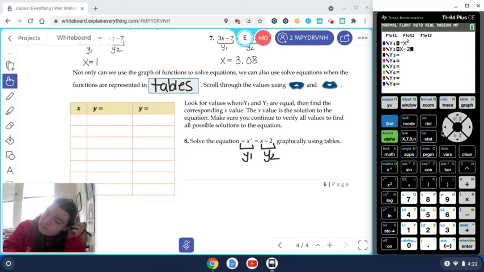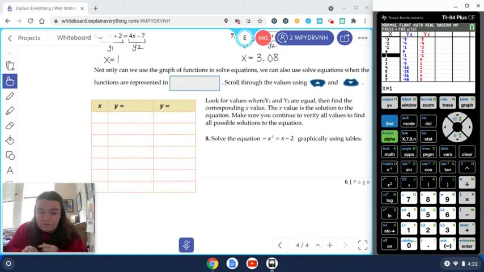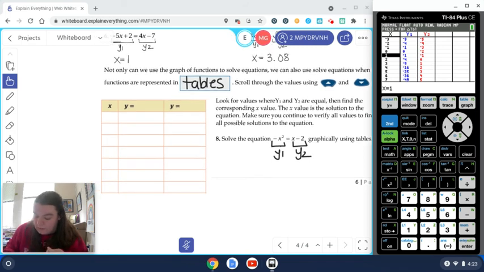So I'm going to look at the tables. And I'm looking for the x values where the y values are the same. Looks like I found one right here at x equals negative 2. And there's another one at x equals 1. So I'm going to copy this section of the table down into my table on my paper.